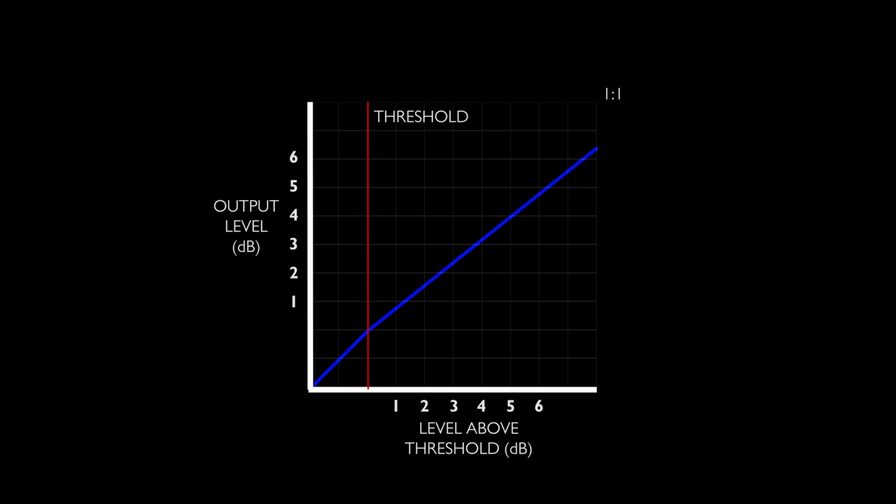This means that if we exceed the threshold by 4 dB, this part of the signal will be turned down until it's only 2 dB above the threshold. A ratio of 4 to 1 would see that same input signal turned down to 1 dB. Considering that the ratio controls on compressors often go above 20 to 1, compression has the potential to alter the shape of the signal quite dramatically.